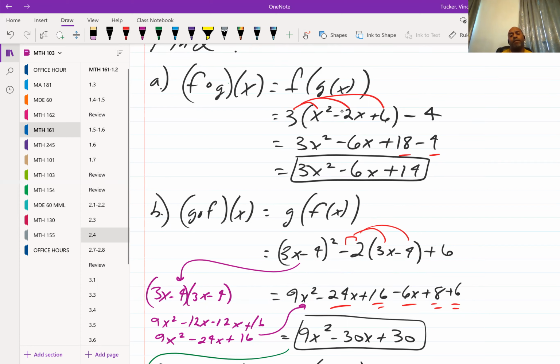All right. After you have your expansion completed, then you can go ahead and combine your like terms accordingly. 9x squared minus 30x, that comes from the negative 24x and the negative 6x. Then the plus 16, plus 8, and plus 6 gives you a plus 30 in the back. Any questions?